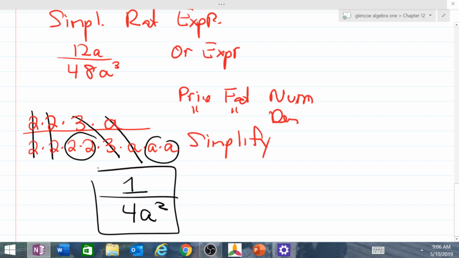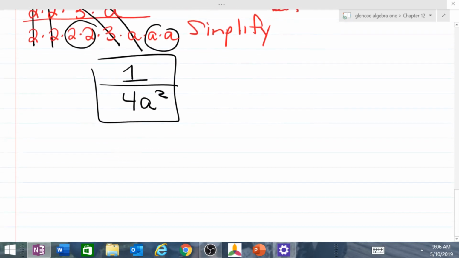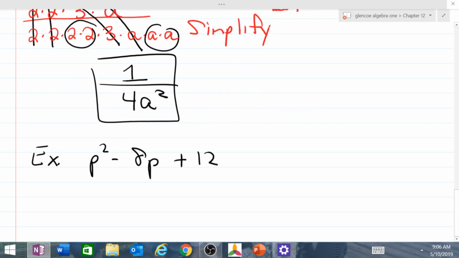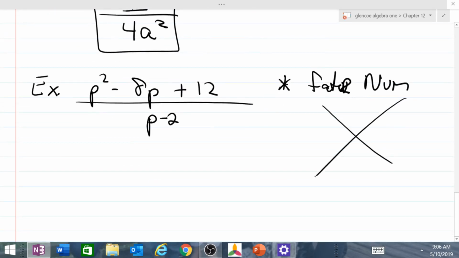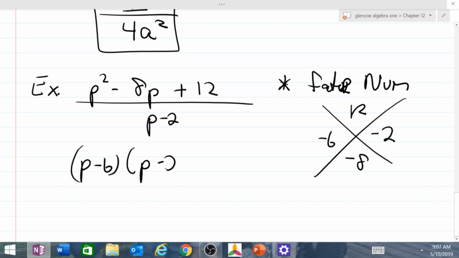Okay. How about if I want to simplify something like this? p squared minus 8p plus 12 all over p minus 2. Let's factor the numerator, which would be an x factor. What multiplies to 12 and adds to negative 8? Negative 6 and negative 2. So this would be (p minus 6) times (p minus 2) over (p minus 2).